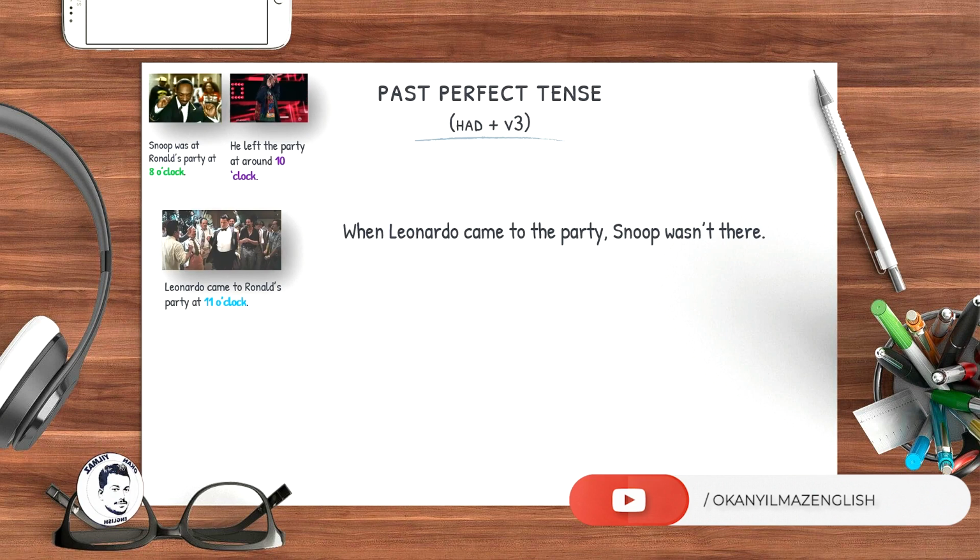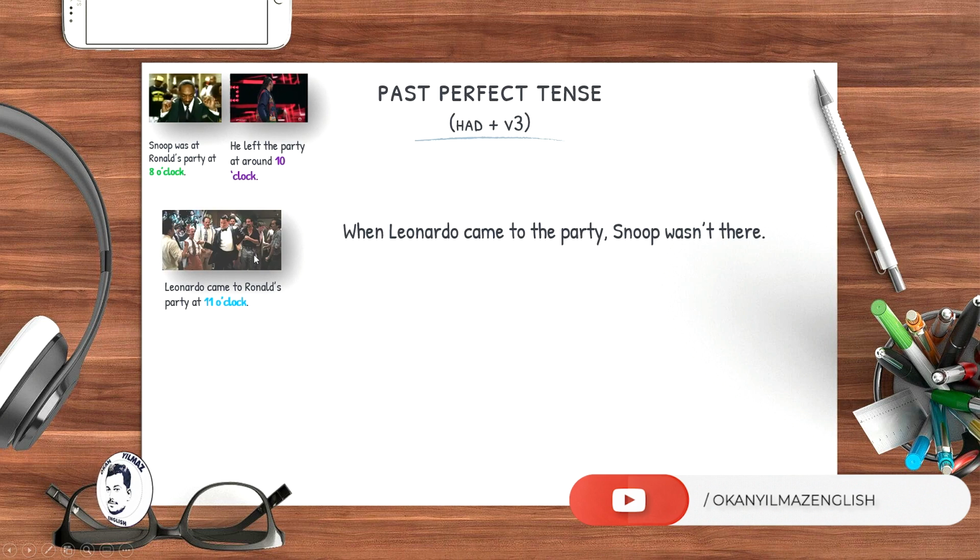We use past perfect tense to talk about sequence of events. I mean, in other words, which event happens the first? Which action happens the first? Of course, Snoop Dogg leaving the party. This happened the first, then Leonardo came to the party. So first he left, then he came.